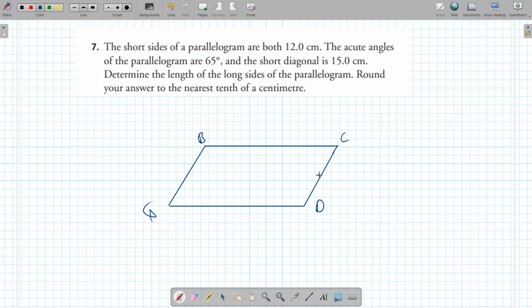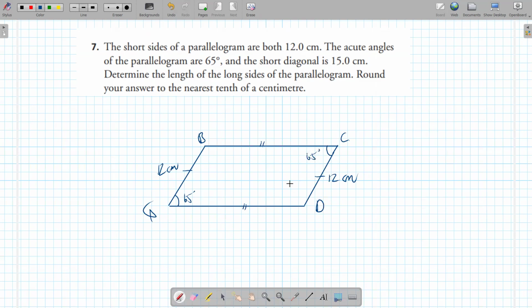It says the short sides are 12 centimeters. So this side and this side are 12. They're going to be equal. The side lengths in a parallelogram are equal. The acute angles are 65. So is angle A 65 or angle B 65? The acute angles, it says. A. A is going to be 65. So this is 65. Similarly, up here will be 65, yeah?